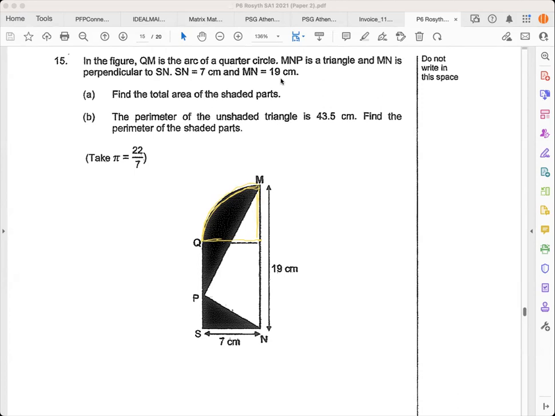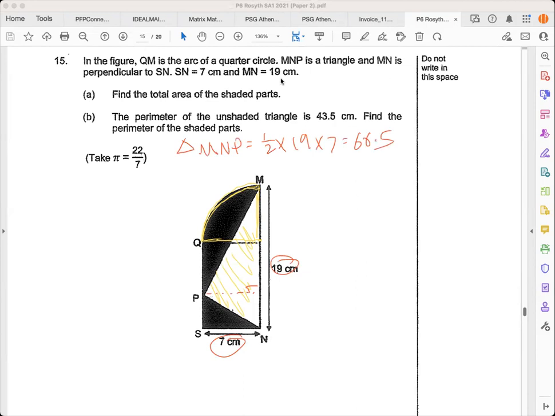So we can find the area of this triangle, MNP, this one. Okay, let's find the area of this triangle. So area of triangle MNP is half times base 19 times height 7. Okay, this is the base and the height. All right, it's 19 times 7, so it's 66.5.